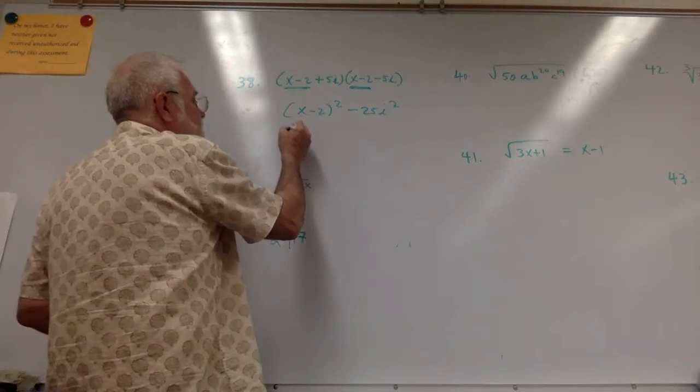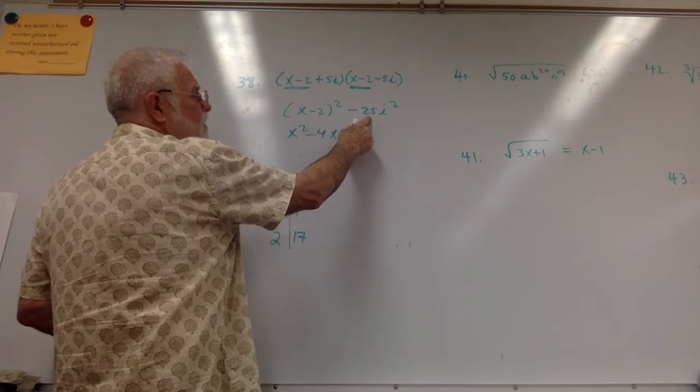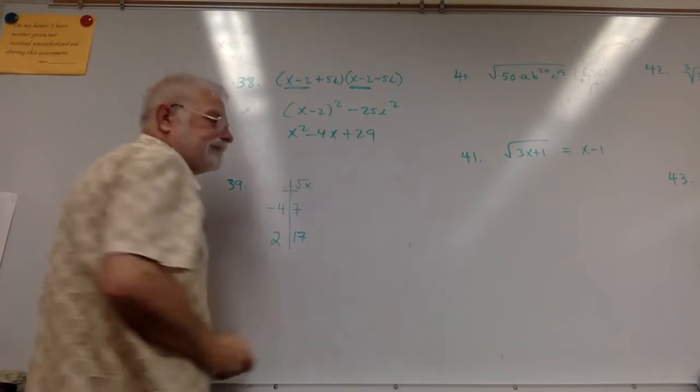All right, so what is it? It's x squared minus 4x. This is going to be plus 4. That's going to be plus 25, plus 29.